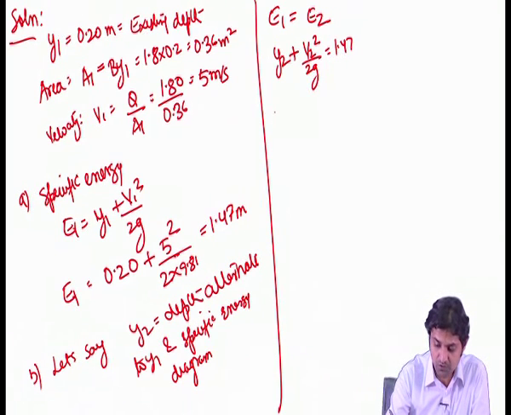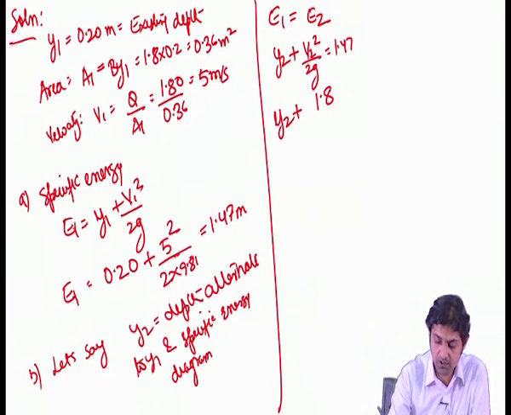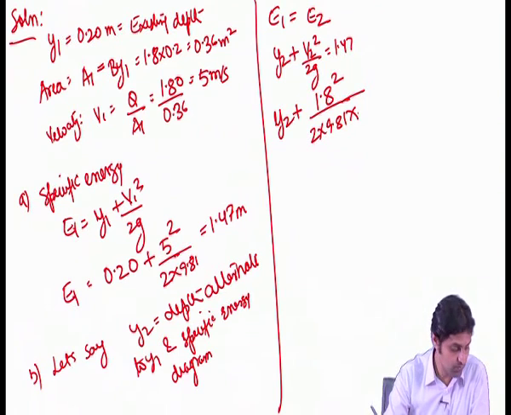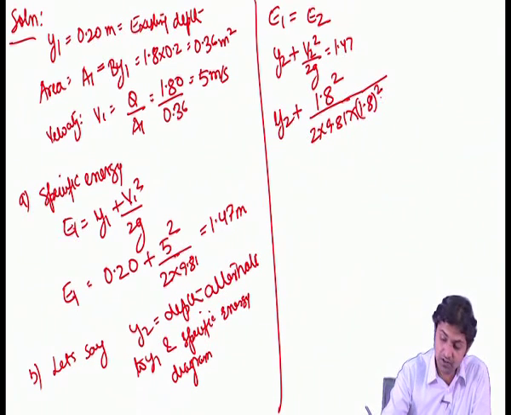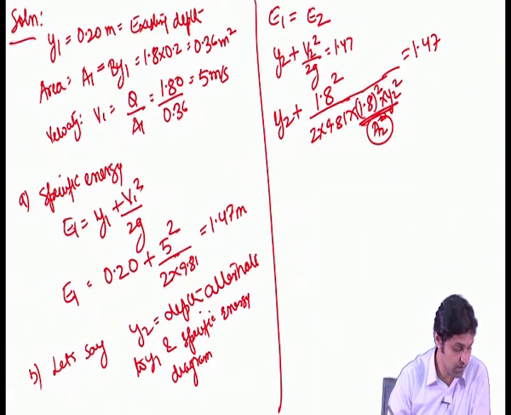So, we write E1 is equal to E2, and E2 is Y2 that we do not know, plus V2 square by 2G, is equal to 1.47, because that is E1 which we have already calculated. Okay. So, Y2 and V2 is what? V2 is Q by A2. All right. So, V2 square is Q square divided by A2 square. So, we will write 2 into 9.81, that is 2G, and then it is 1.8, B into Y2, okay, so this is A2 square, is equal to 1.47. All right.